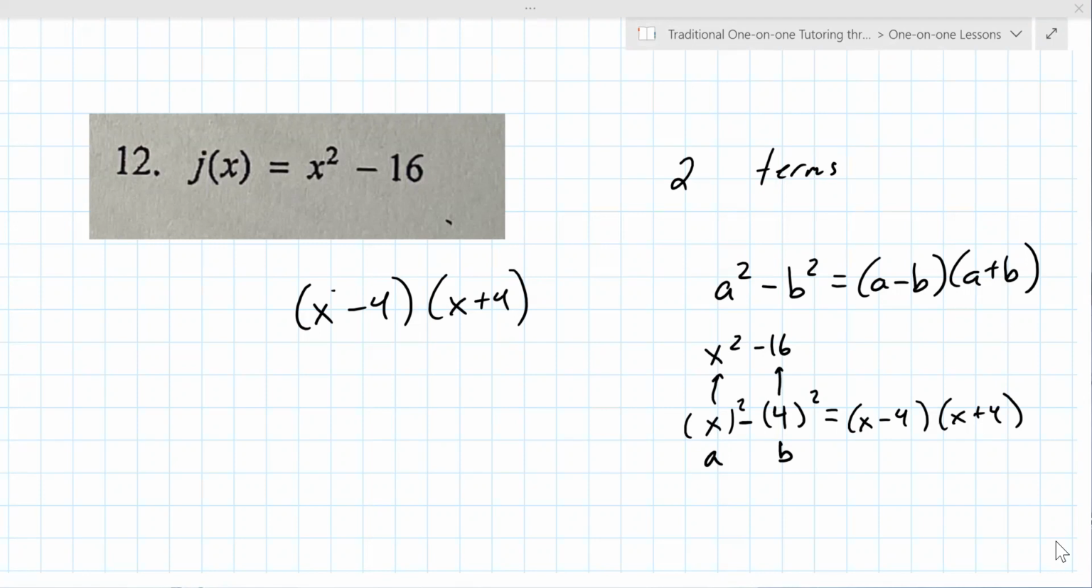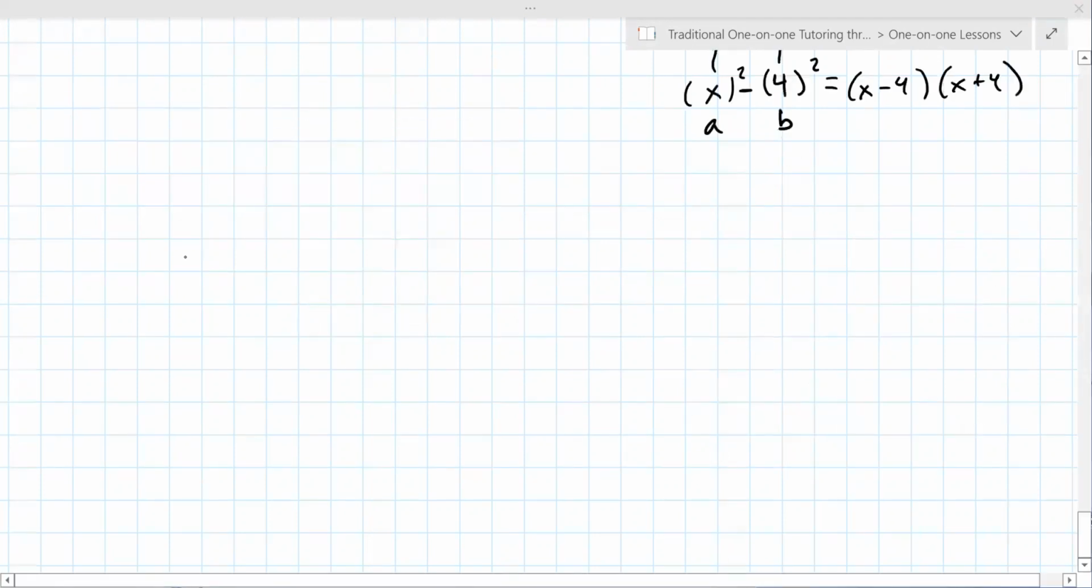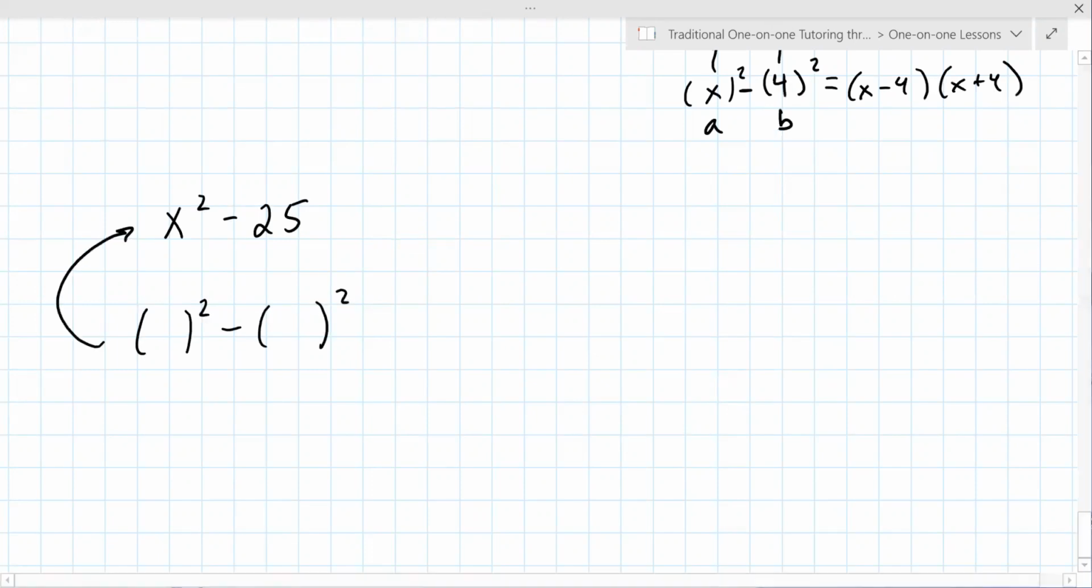All right, so let's try another problem here. Let's say it's x squared minus 25. What you're trying to figure out is what squared minus what squared gets you back to the previous line. It's x there because when you square the x, obviously it goes back to becoming x squared. But what number goes here such that when you square it, you get 25?